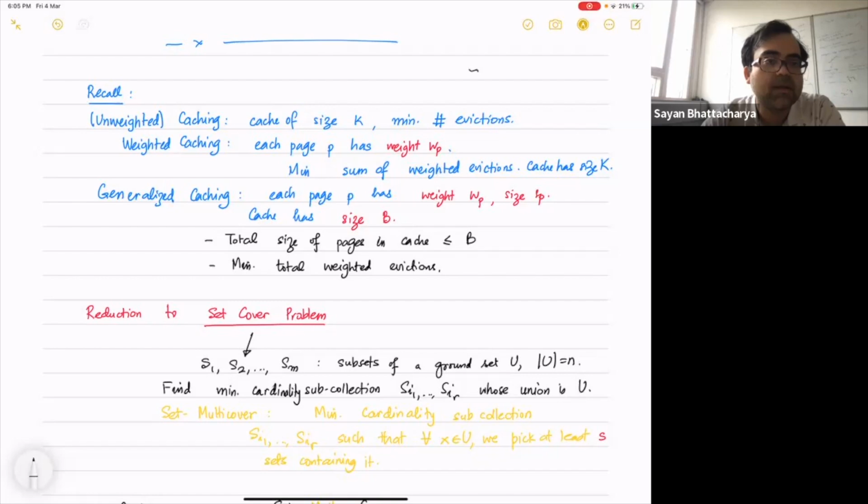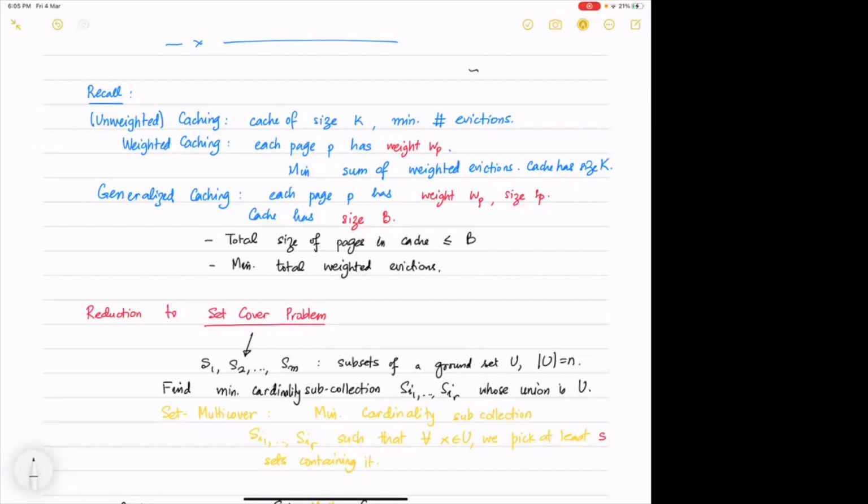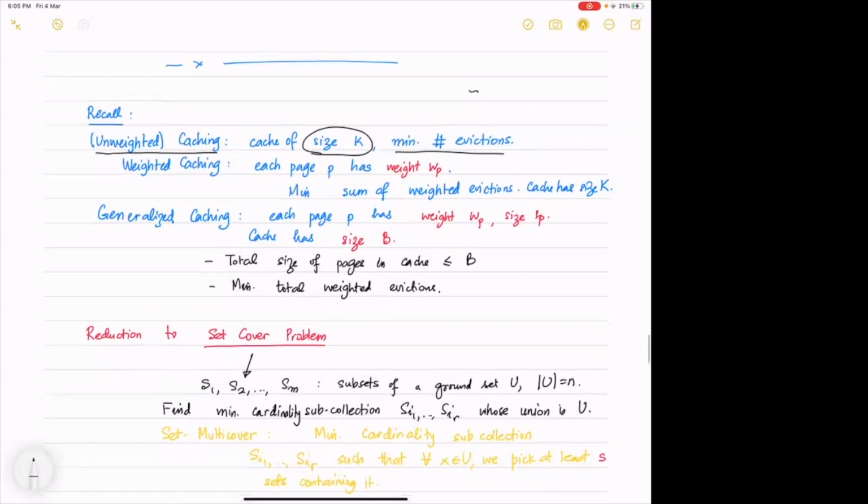I wrote these things down so that I can go a bit faster. Unweighted caching is where you are given a fixed cache of size k, and you have to minimize the number of evictions.